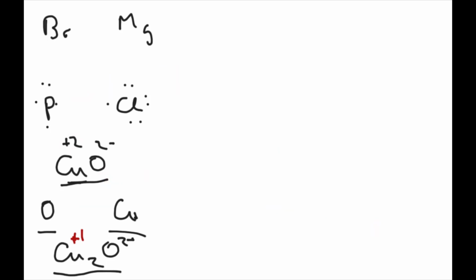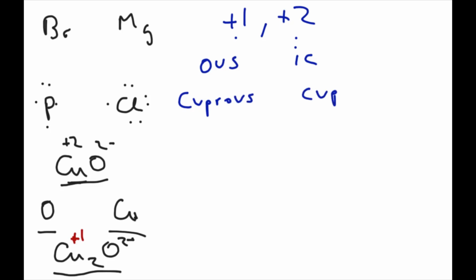There is another way to name this. So knowing that copper has a +1 charge and a +2 charge, we can use the common name for it, which is cuprum. And now we have to relate it to the oxidation state. If it's a lower oxidation state, we put the suffix ous on, and if it is a +2 or the higher oxidation state, we put ic at the end. So this gives us cuprous and cupric, depending on the oxidation state.